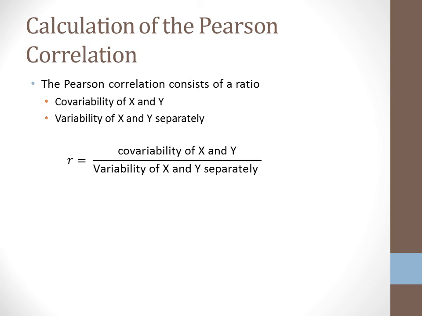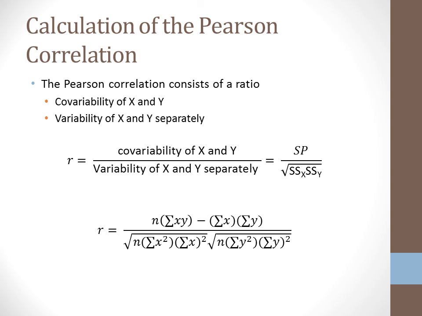So what we're really looking for when we're looking at the r ratio is the covariability of x and y, or SP, over the variability of x and the variability of y separately. And this, of course, is the same as the formula that we have in the book that's strongly recommended for us to use.